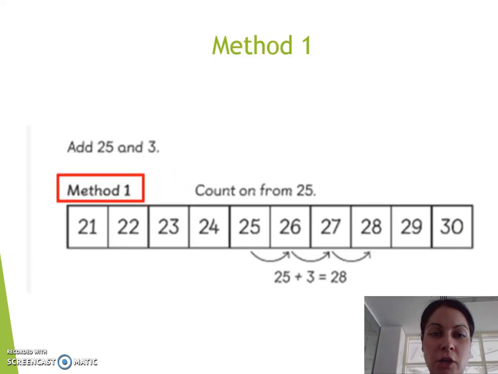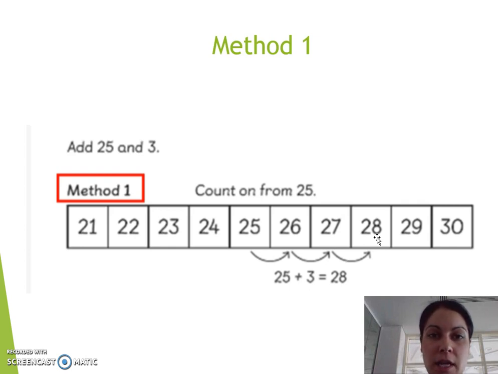Method 1 would be using our 100 square, and you would be counting on from 25, so 25 and add 3. So we start at 25 and we count up 3. 1, 2, 3. And so you can see there that 25 plus 3 equals 28. So that is method 1 using our 100 square and just counting on.